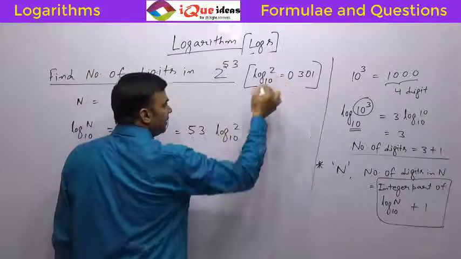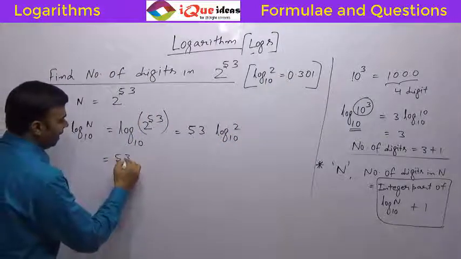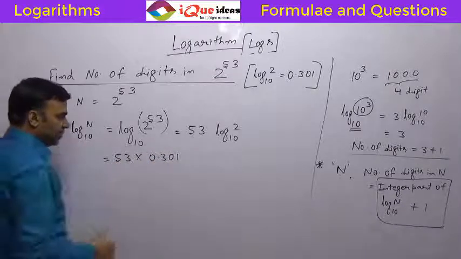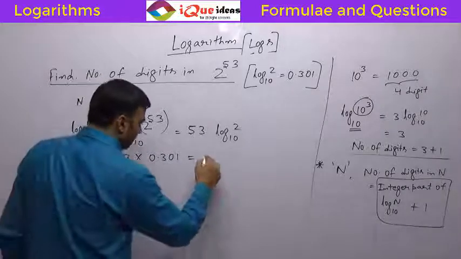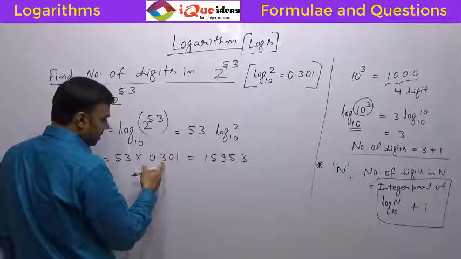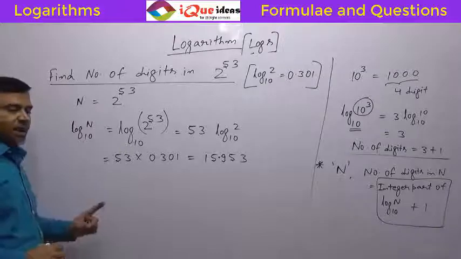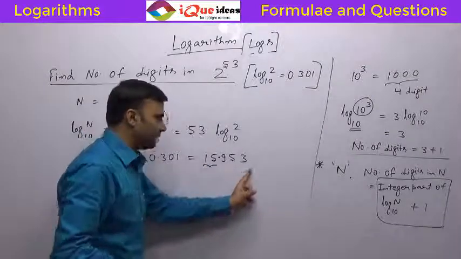Log 2 to the base 10 is given 0.301. So we will have 53 into 0.301. Multiply in a simple manner. We will have 53, 3 is 159. So it is 15953. There are 3 digits after decimal, so it is 15.953. Now look at the integer part. The integer part is 15. Do not worry about the decimal part at all.